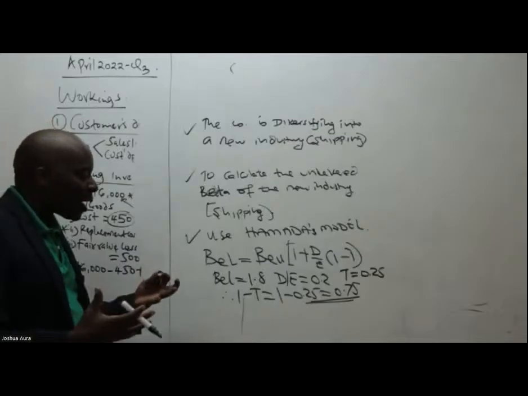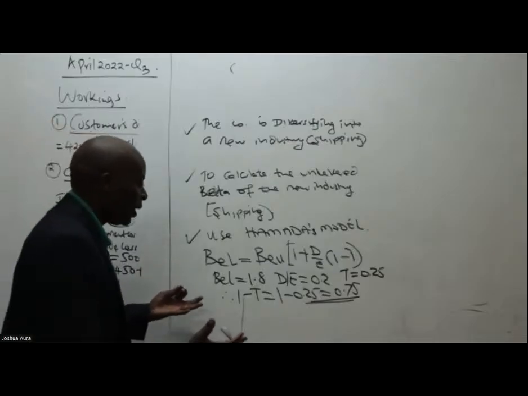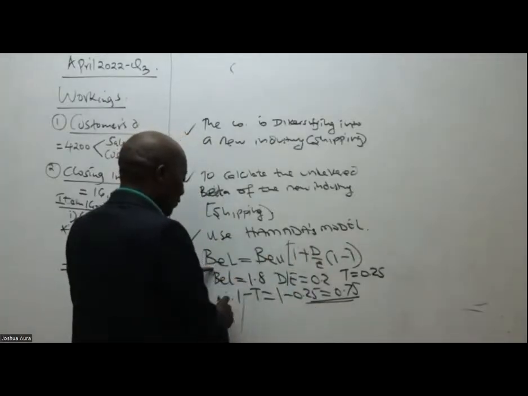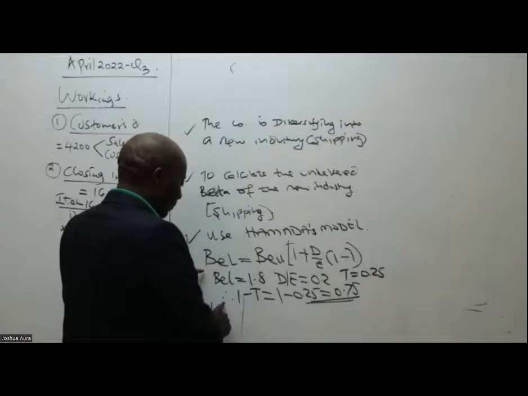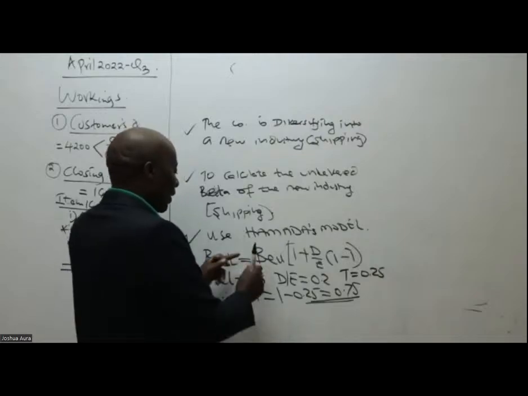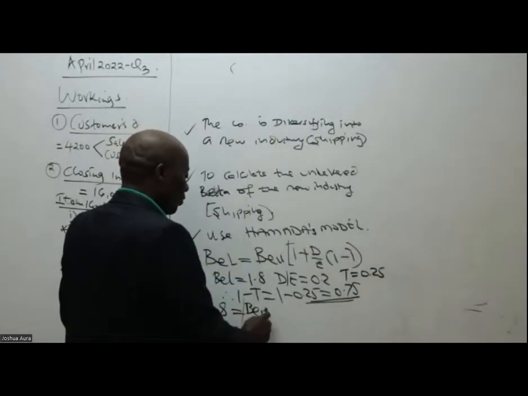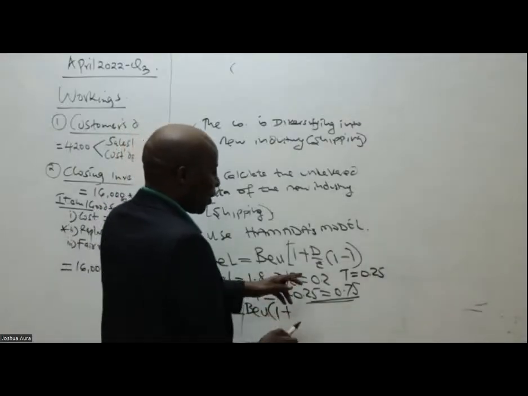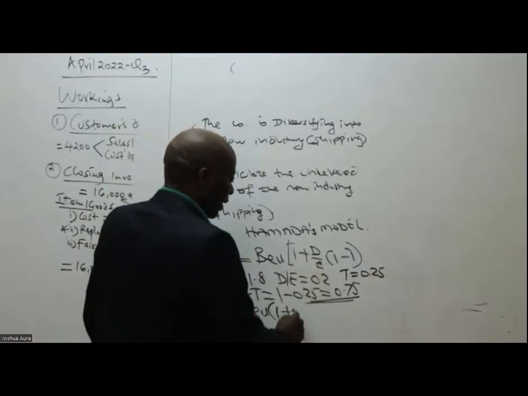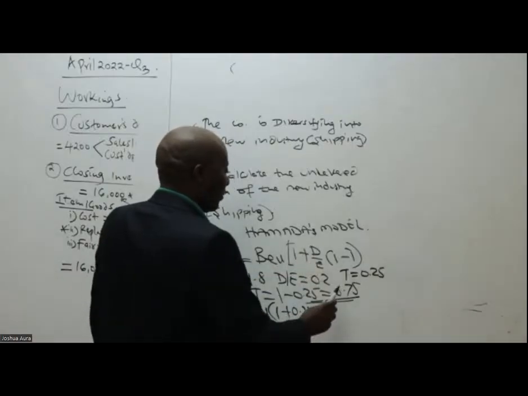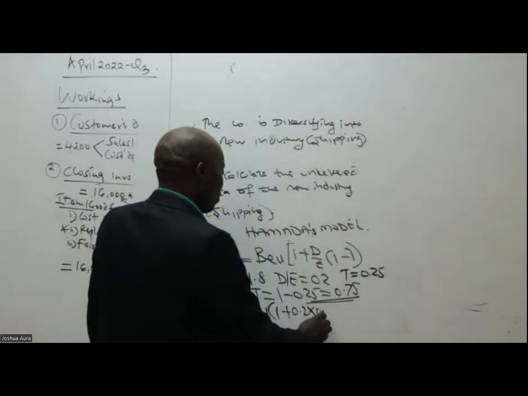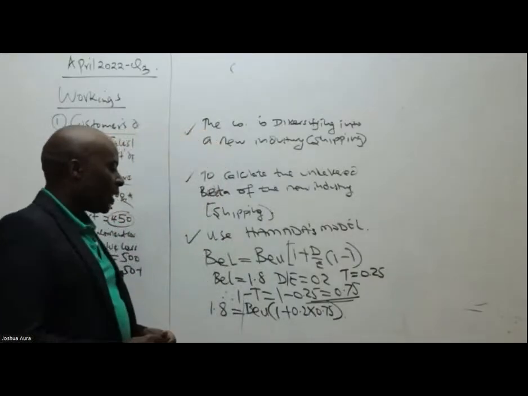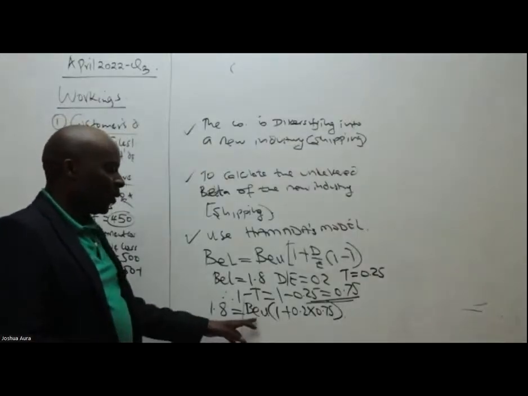Now, could you kindly plug in figures? Please plug in figures in this Hamada's model. So beta equity of a levered firm here will be 1.8, equals beta equity of unlevered into 1 plus debt to equity, which is 0.2, multiplied by 1 minus tax, which is 0.75. So please go slowly until you give me beta equity of unlevered firm.